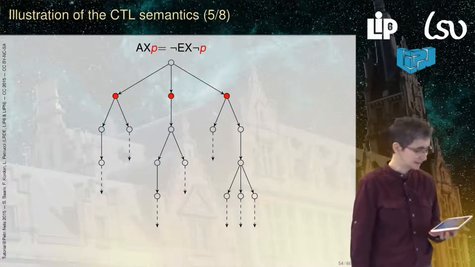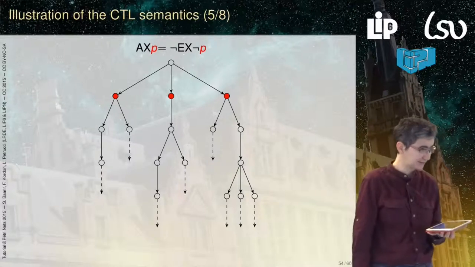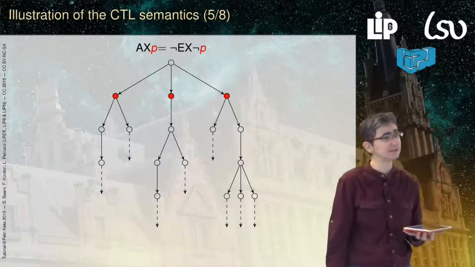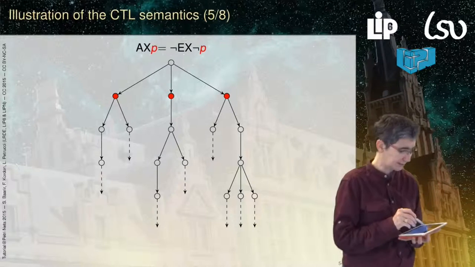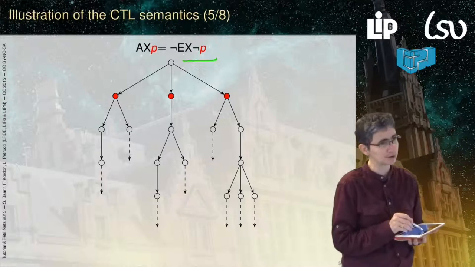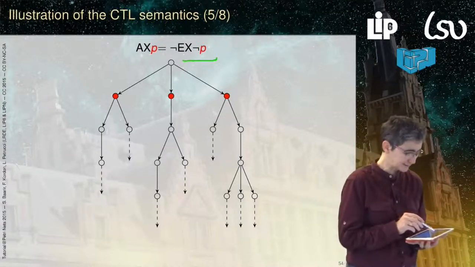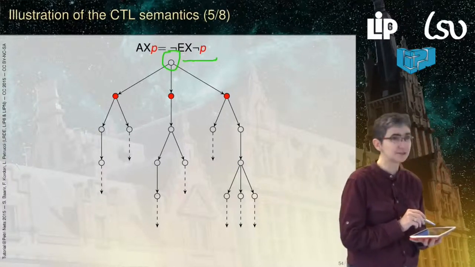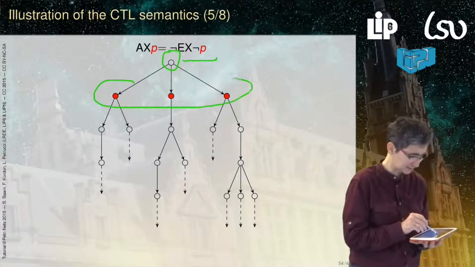AXP is a formula stating that always the next state satisfies P, and it can be written in the semantics we have shown previously as the negation of there exists a next state which doesn't satisfy P. So in all next states of the state I'm considering, I must have P satisfied, which is the case here. I have all states satisfying P.